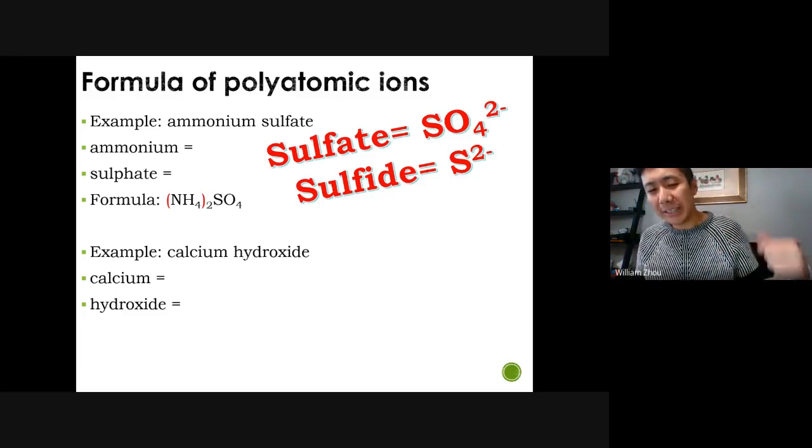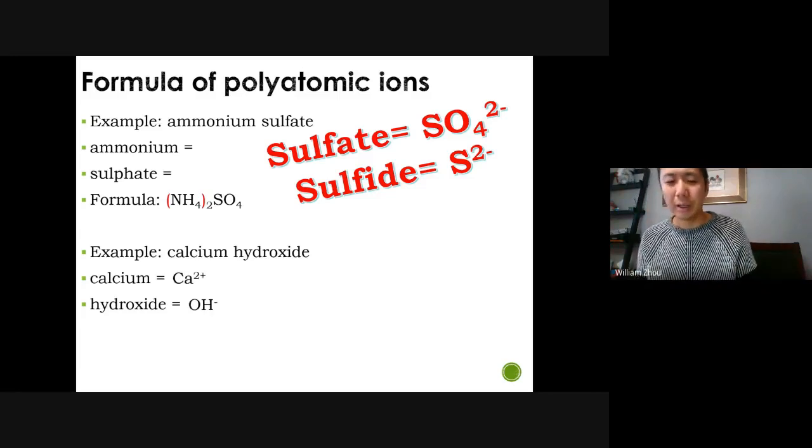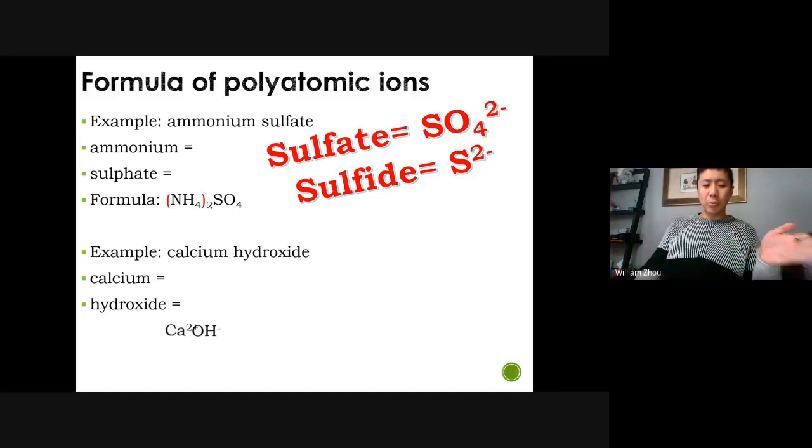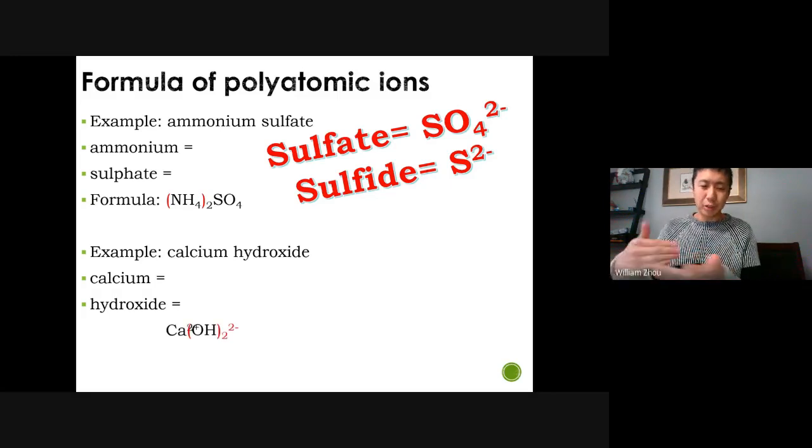And then the next one, calcium hydroxide. Calcium is Ca. That's on the periodic table. Hydroxide would be a polyatomic ion. It's in the list somewhere. It's OH with the negative 1. So you will put them together. There's 1 calcium, 2 plus. So that means you will need 2 OHs to make 2 minus, because each OH is just 1 minus. So calcium 2 plus, OH 1 minus, the bracket 2.